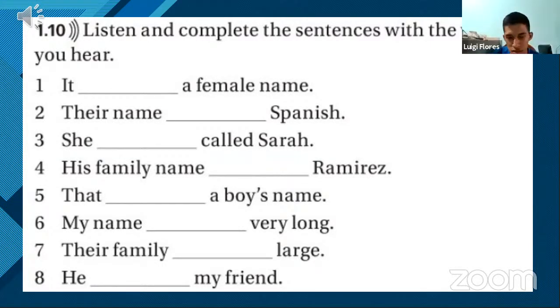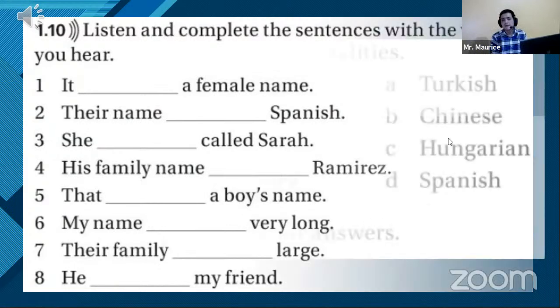The family is not large. Number 8. He's my friend. Okay, congratulations, that's perfect. Okay, guys, so let's continue. This part was very easy, right? It's not complicated, it's just the verb to be. So we're learning something different, something new from this class.